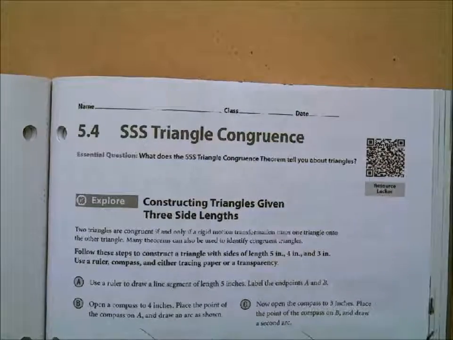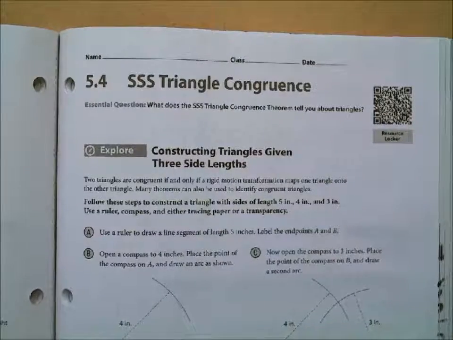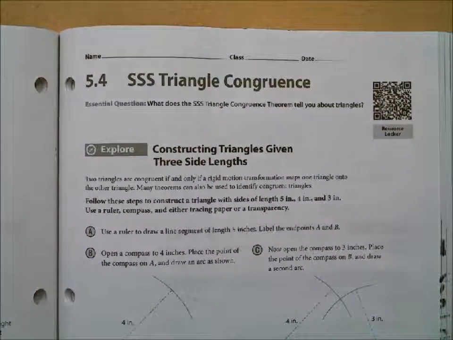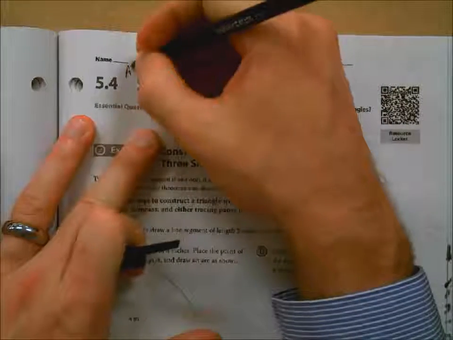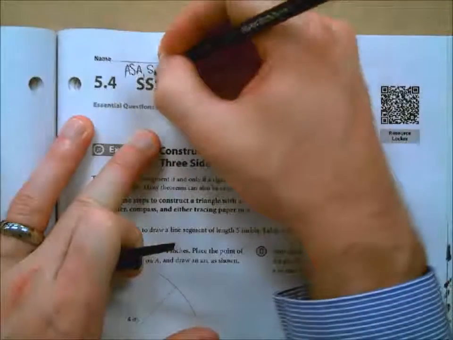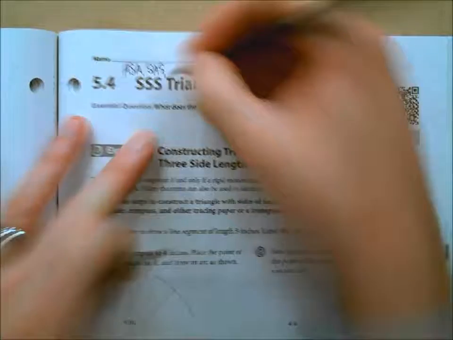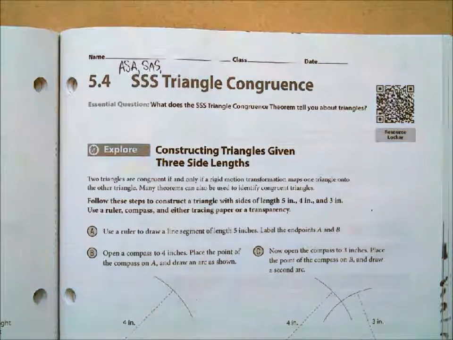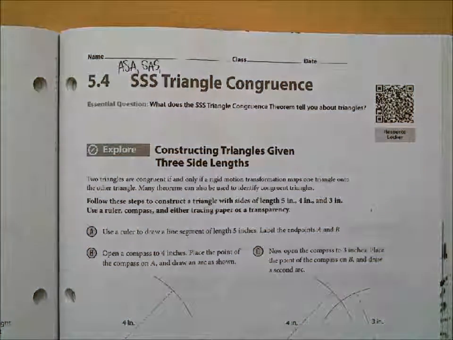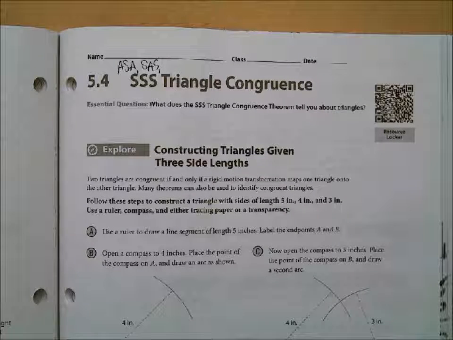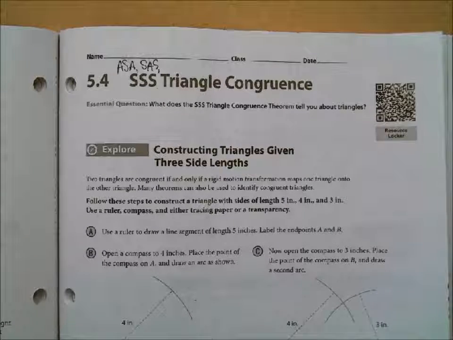And now I'll talk about side, side, side. Okay? So we have, again, angle, side, angle. That's what we learned first. We just talked about side, angle, side. And now we have side, side, side congruence. So if three sides of a triangle are congruent to the three sides of another triangle, then we know that their corresponding angles will be congruent too.